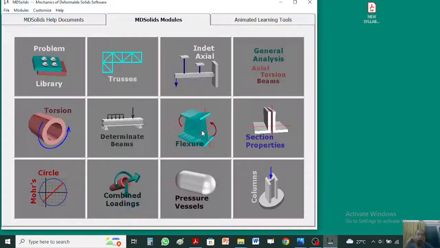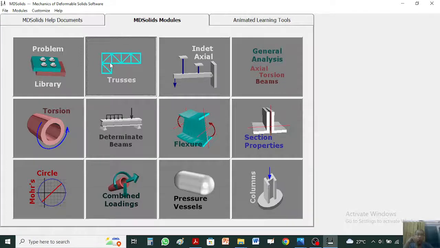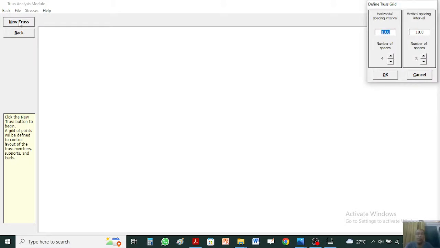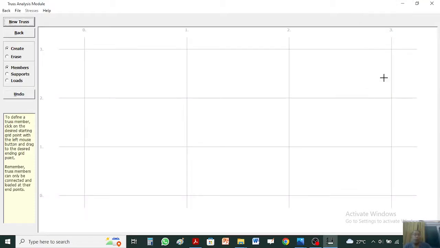Okay, so this is how we start. Let's go here, and we say it's a new truss. For this we have to select the proper scale. We assume that the horizontal spacing interval of the structure will be 1, and the number of spaces I will define as 2. Same for the vertical spacing interval, I will say 1, and the number of spaces I will define as 2. Let's go and see. Okay, so this has been done now.